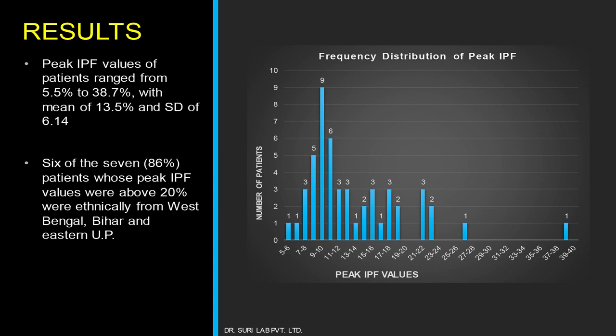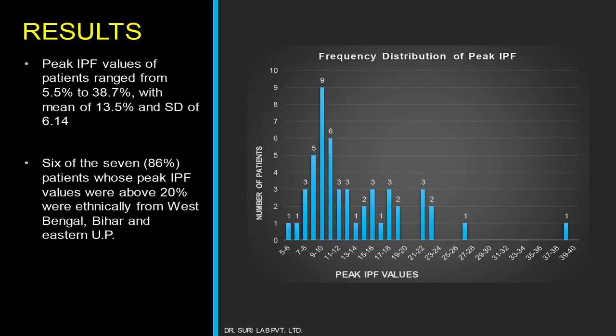As you can see, our peak IPF frequency distribution was all over the place. One thing was very clear, we could not set ballpark figures on peak IPF values. I could not do a single IPF and say that your patient is going to recover in 42 hours. That would be a dangerous statement to make. My peak IPF values range from 5.5 to 38.7%, with a mean of 13.5 and a standard deviation of 6.4.